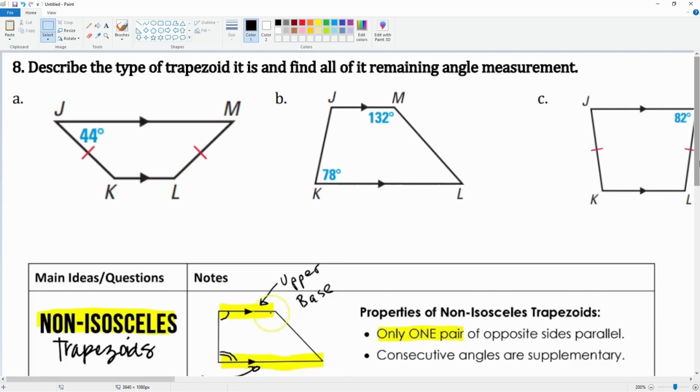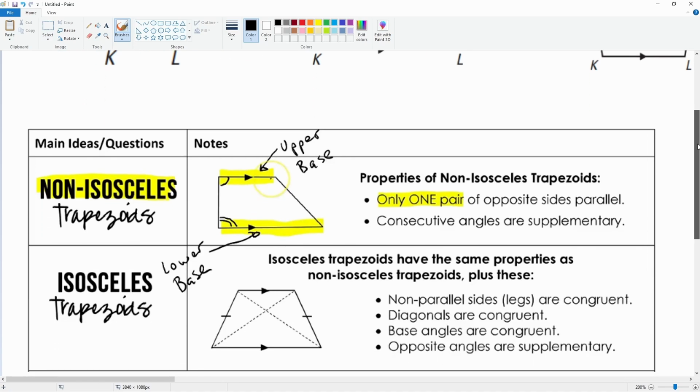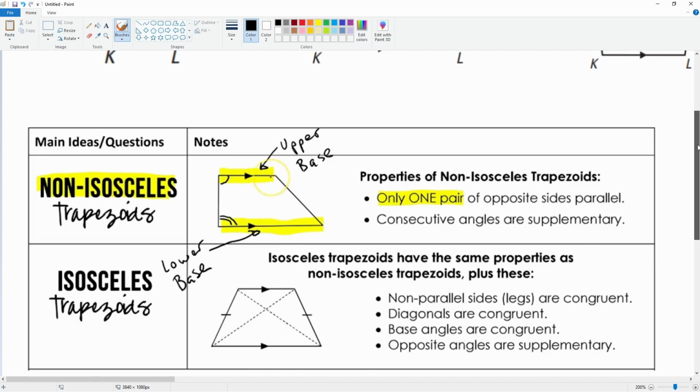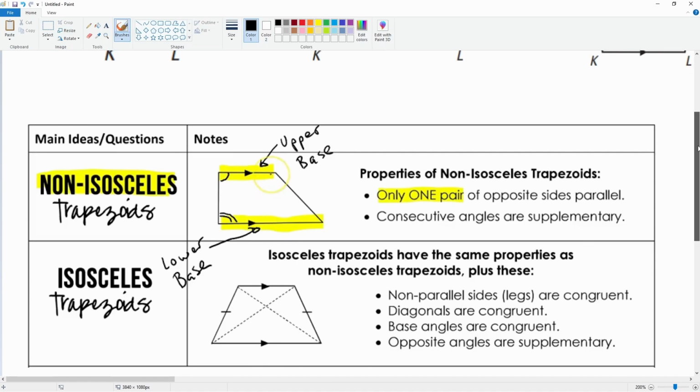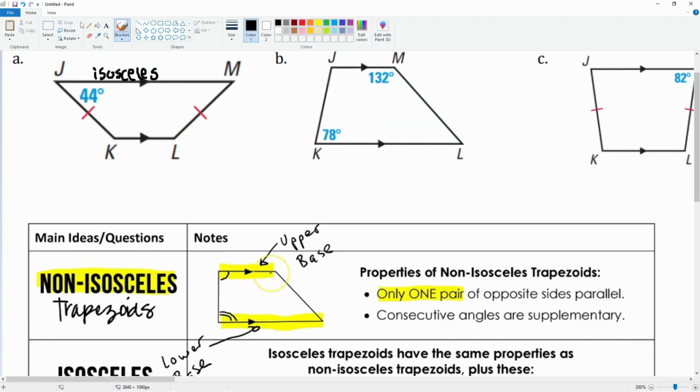All right, so it is considered to be an isosceles trapezoid. We can label that right here: isosceles trapezoid. We know from the properties that all these properties are true. The opposite angles are supplementary. Base angles are congruent. So here this is 44, so this is also going to be 44 degrees.